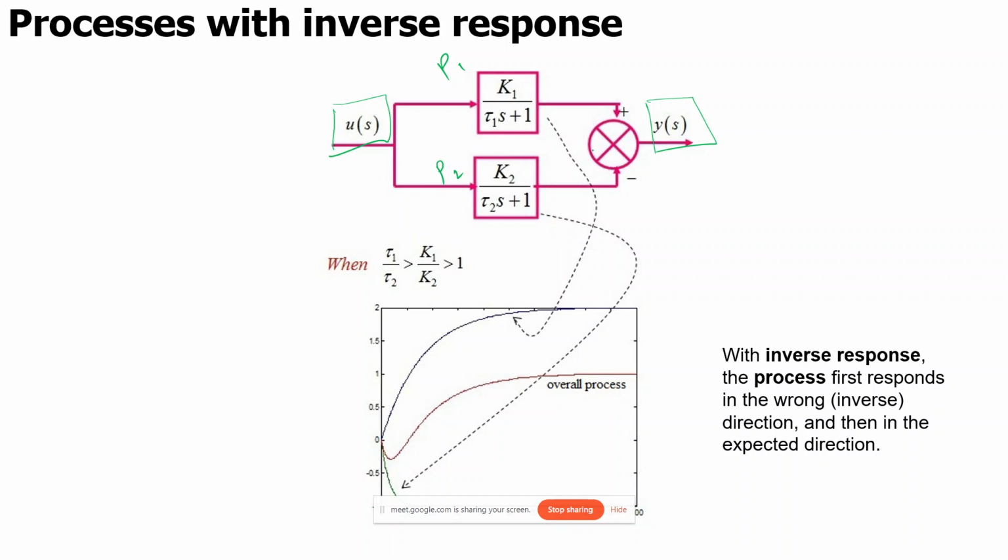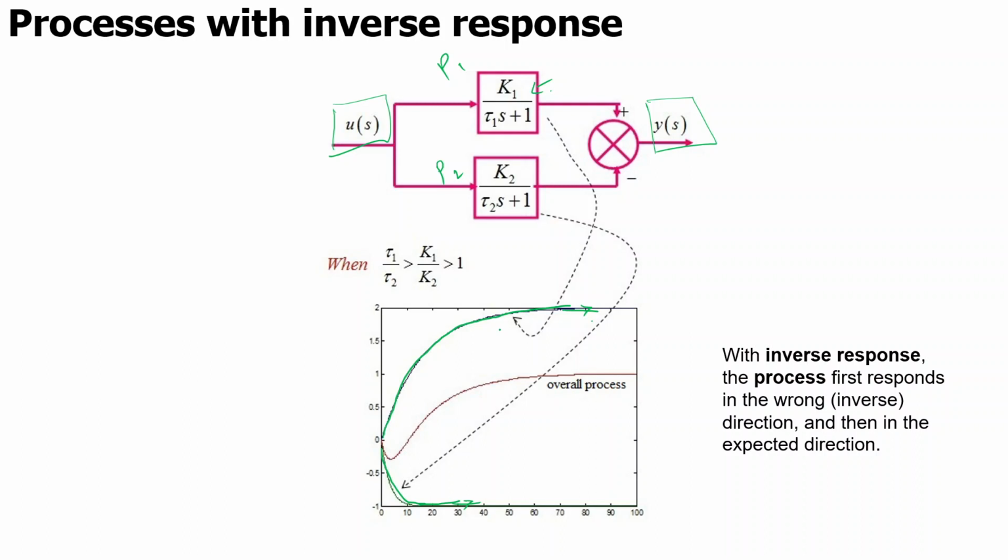Now the response of this first process, P1, is given by this curve, a first order system that will keep on increasing. And the response of process 2 is given by the transfer function K2 upon tau 2 s plus 1, where the value of K2 is negative. If it is negative, then the response will be shown by this below graph.